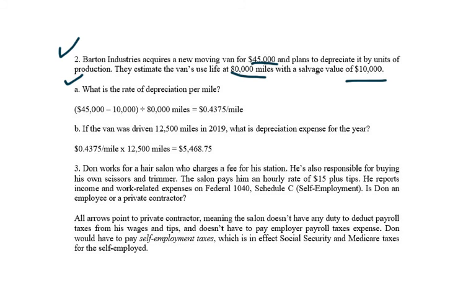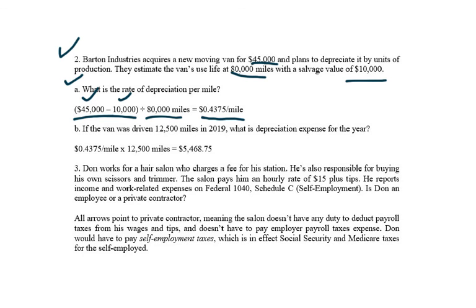Now remember, the depreciation base under this method is the same as straight line. It's what did you pay for it minus what you're setting aside that you say you're never going to depreciate, which in this case is $10,000, divided by 80,000 miles. So you'll get 0.4375 cents per mile. So 43 cents and 3/4 of another penny every mile.